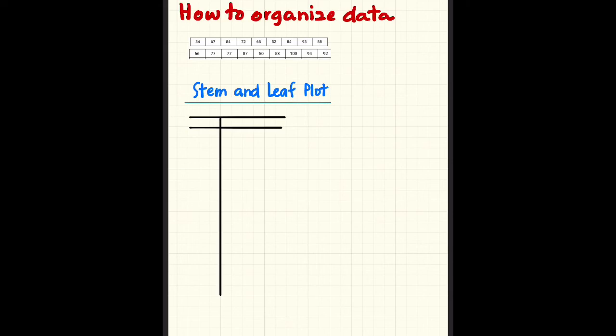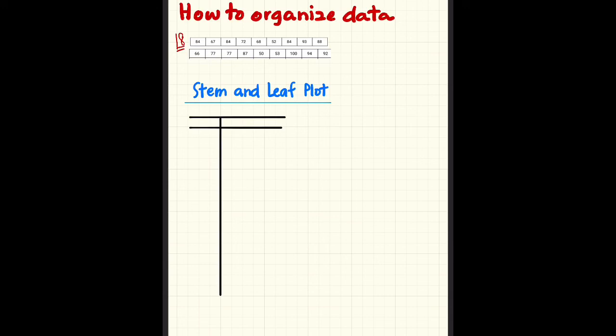Okay, here is a short tutorial on how to organize data, especially when there's a lot of it. Usually when you do 5, 6, 7, 10, it's okay, but this time, let's count how much we have. 1, 2, 3, 4, 5, 6, 7, 8, 9, 10, 11, 12, 13, 14, 15, 16, 17, 18. So we have 18 numbers. Okay, so how do you sort that easily? We use a stem and leaf plot.